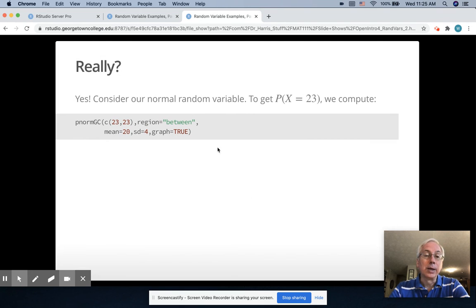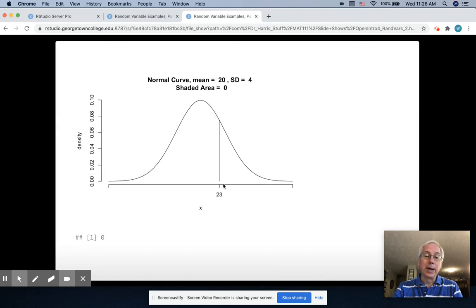So let's take a look at this. Suppose I wanted to know the probability that a student spends exactly 23 hours on social media each week. We're not talking about rounding here. We're talking about just exactly 23 hours. And so I would do C 23, 23. I start at 23, I end at 23. My region is between. So I'm going to treat equal as less than or equal to 23 and greater than or equal to 23. Mean and standard deviation aren't changed. Graph is still true. And what I get from a graphical standpoint is just a vertical line segment here. And we know that the segment has no area. And so we would expect the answer to be 0.